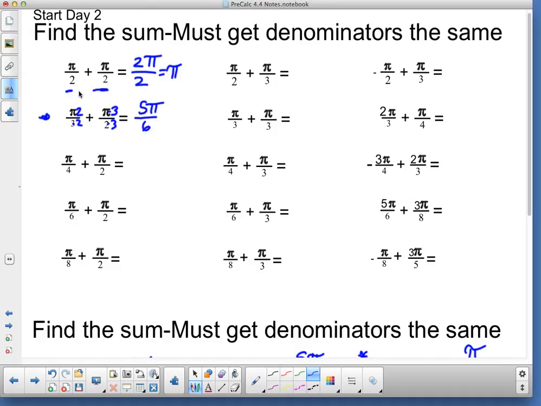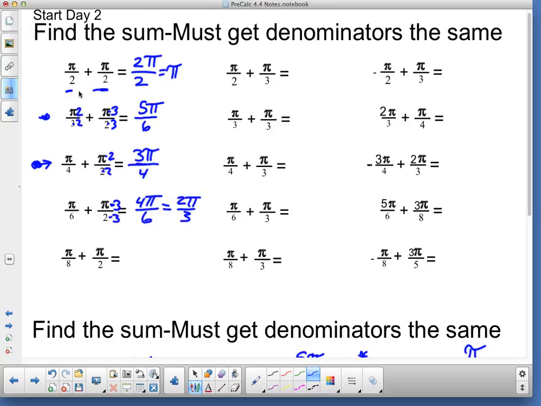That's my answer. Next one, fourths. So if I multiply the top and bottom by 2 here, I can make 4. And in this particular one, I got pi over 4 plus 2 pi over 4, and that's going to be 3 pi over 4. Okay, next I've got 6's, so I'm going to multiply by 3, and I've got 3 pi and 4 pi over 6, but that can be reduced to be 2 pi over 3.